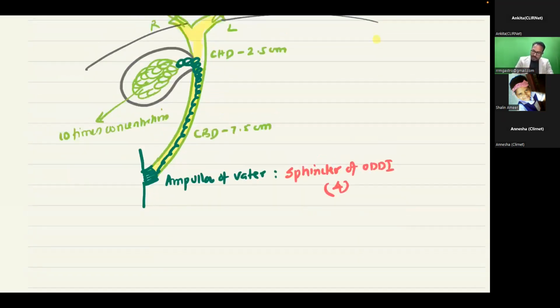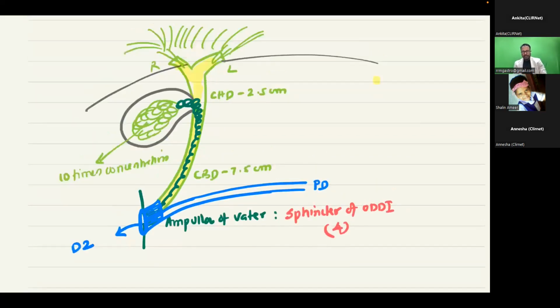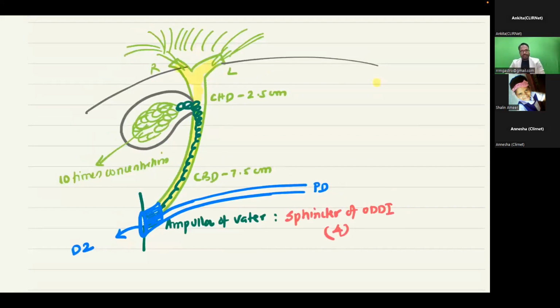This common bile duct, before joining the ampulla, will be joined by another duct, that is the pancreatic duct. Please remember, this is the pancreatic duct. So the pancreatic duct and common bile duct will open through the sphincter of Oddi into the second part of the duodenum. This is the basic anatomy you would have read in your second MBBS days.